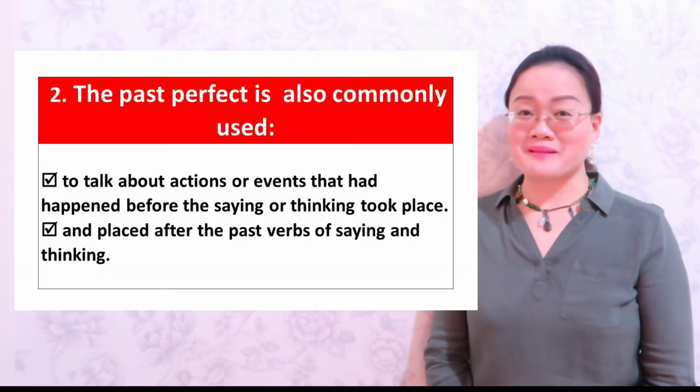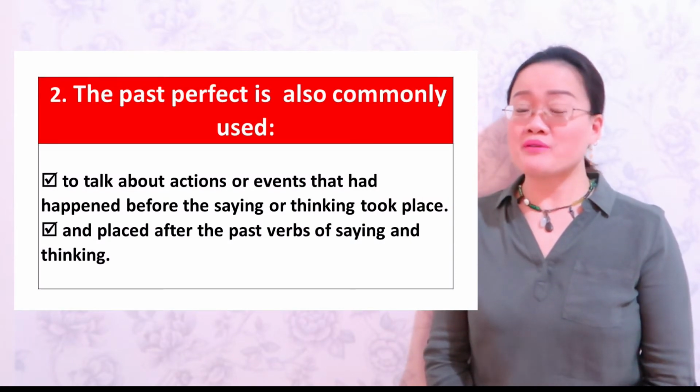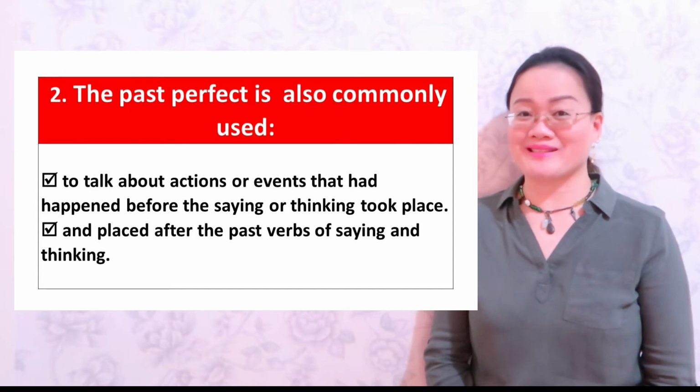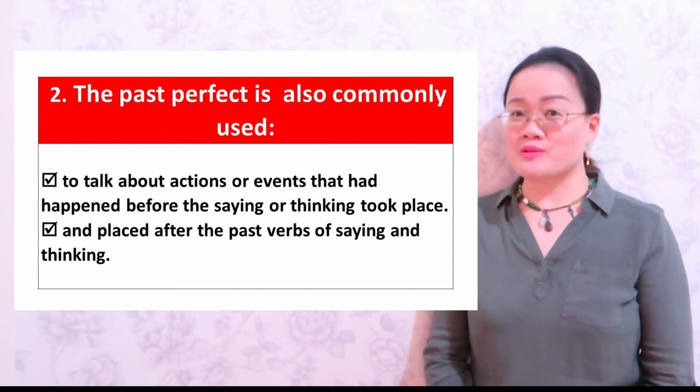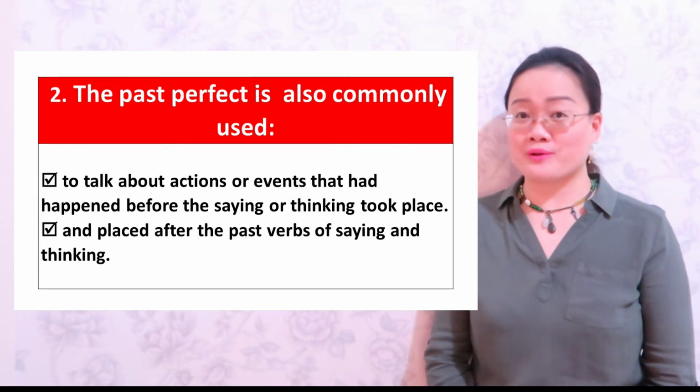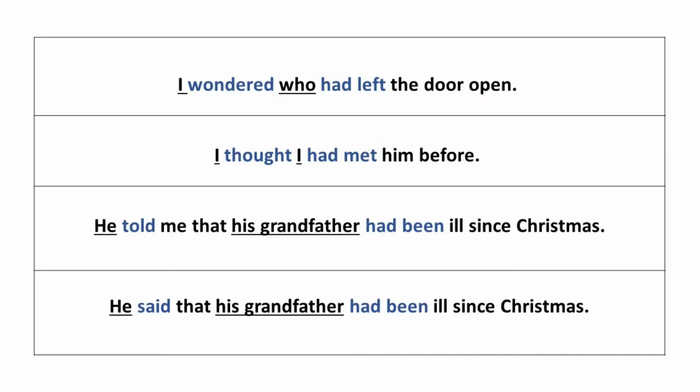The past perfect simple is also common to talk about actions or events that had happened before the saying or thinking took place. Take note that when used in a sentence, it is placed after the past verbs of saying and thinking. To give you an example, let's use what Yana said when she noticed that their door was left open. She said, "I wondered who had left the door open."